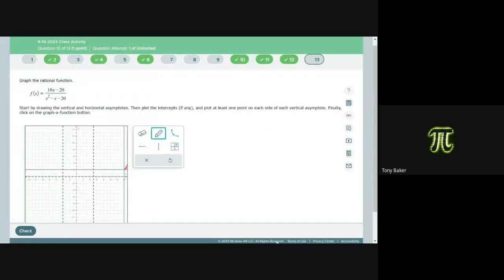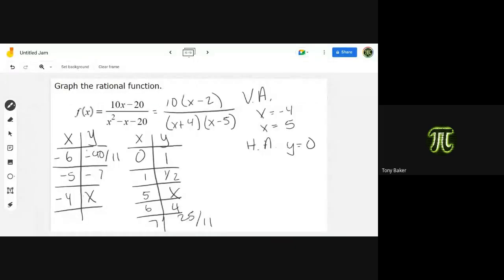Would you not want to factor the top? Yeah, I factored the top. You have to factor the top just in case. So in this case, when you factor the top, you get 10 times x minus 2. It just doesn't cancel out. But that's the only way you know there's no hole.